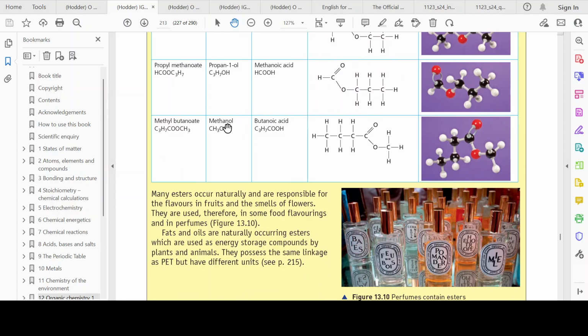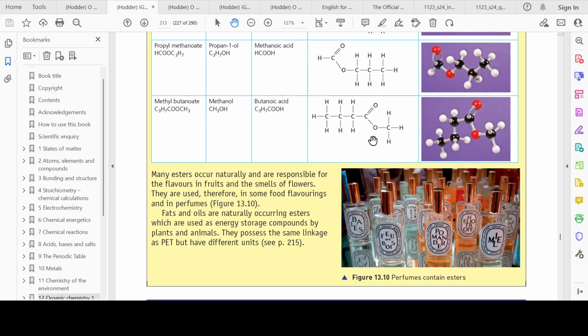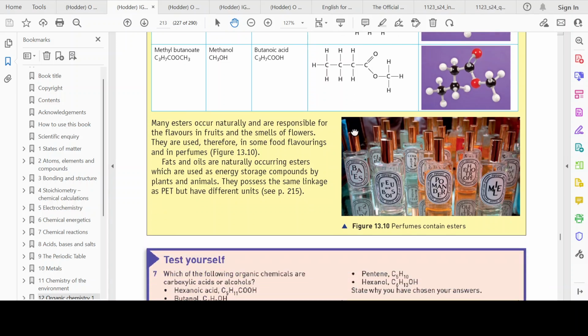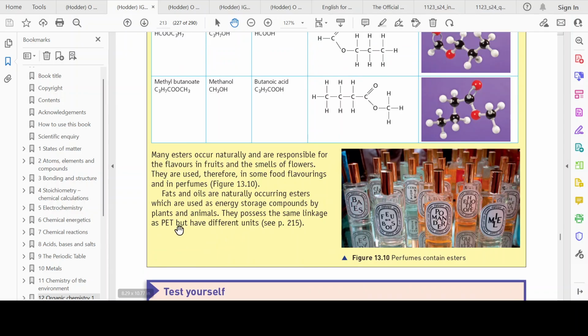And finally, you've got methanol, so you're going to get methyl, and then butanoic acid, so butanoate, so methyl butanoate. It's a 4-carbon acid, so you've got those 4 carbons, including the carbon from the functional group. And then methanol is just a single carbon, you've got that over here. Hopefully that makes it simpler to follow and understand what's happening.